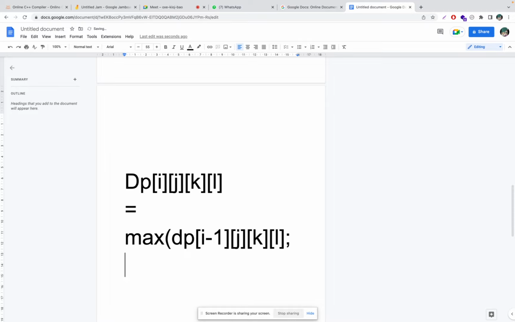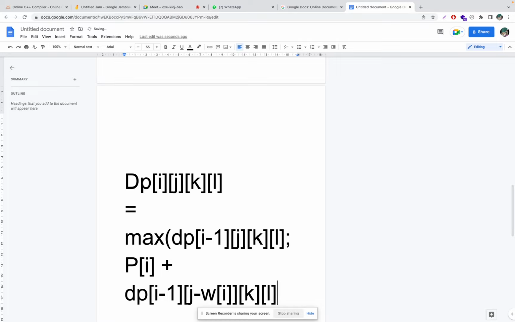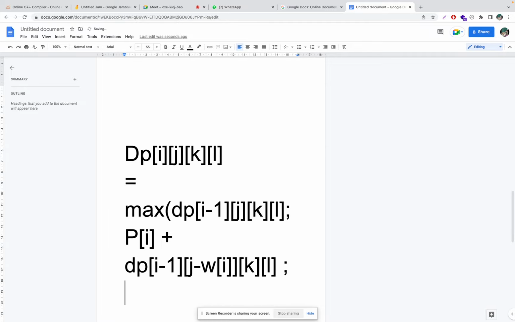Can anyone tell me the second option? p of i plus dp of i minus 1, j minus w of i, k, l. Okay. Guys, remember, this is not just for fun. You have to write the code also. The more the states, the more base cases you will have to write. That's why I gave this work to you guys. Otherwise I could have the code ready for this, right? So I want the students to do lots of hard work. Guys, tell me for the second one.